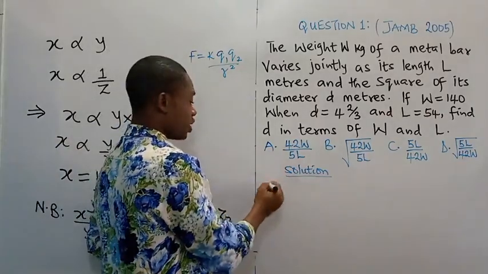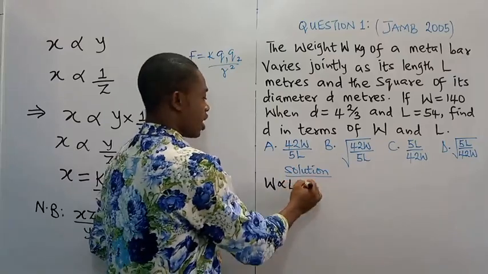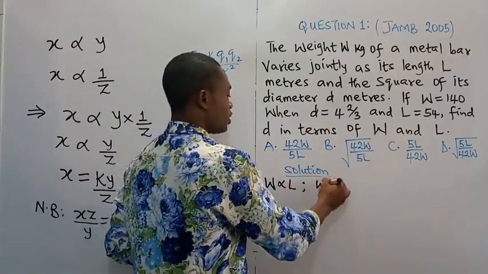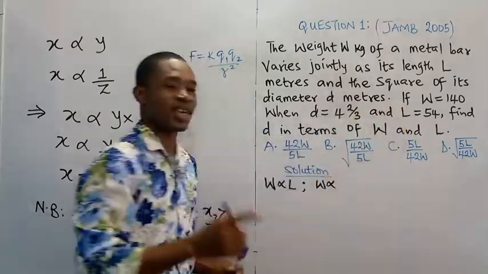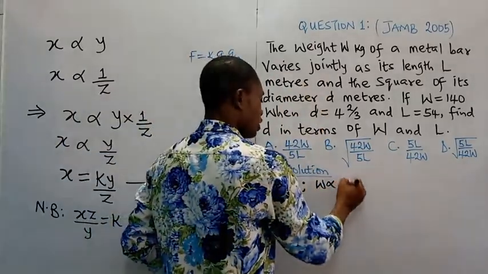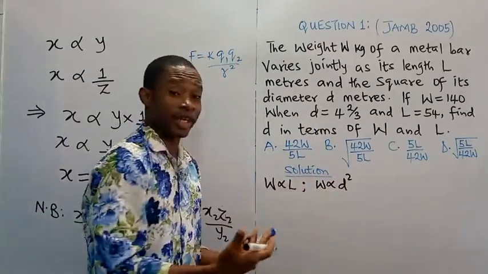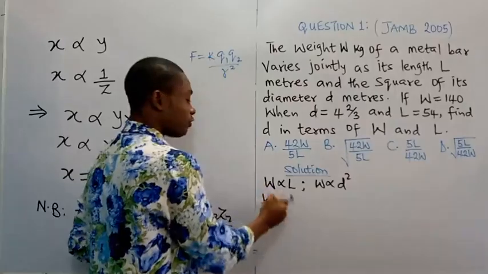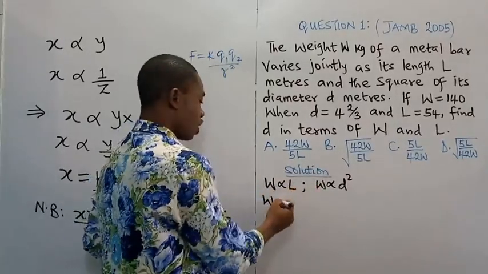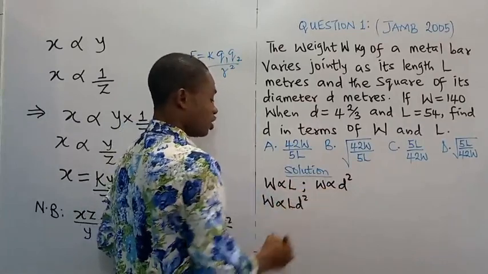Following this explanation, we are simply going to write that W varies directly as length, and that same W varies directly as the square of its diameter. Take note of the special term used here, square. So this is going to be D squared. And of course, you combine these two statements jointly, pick the weight W from both of them, pick your variation sign, and then multiply L and D squared. If you do that, you're going to get this.